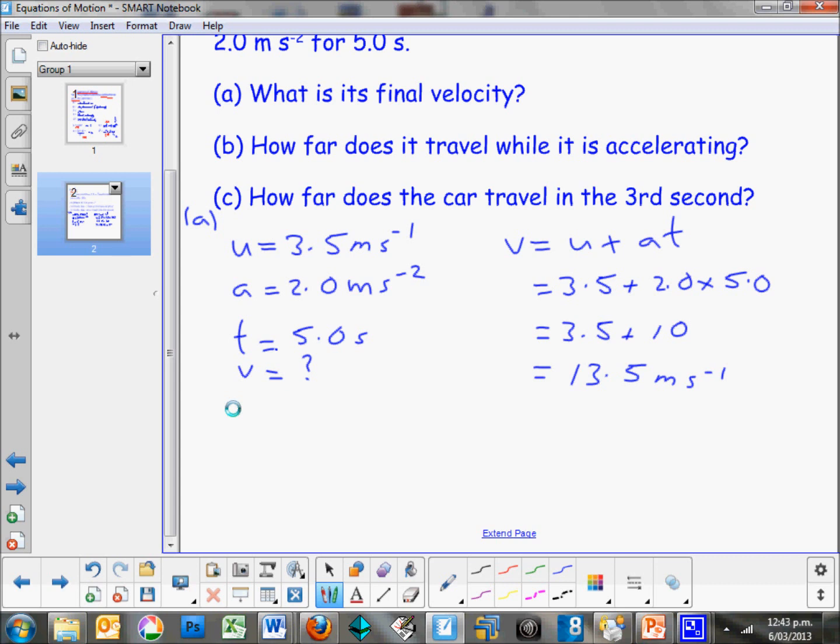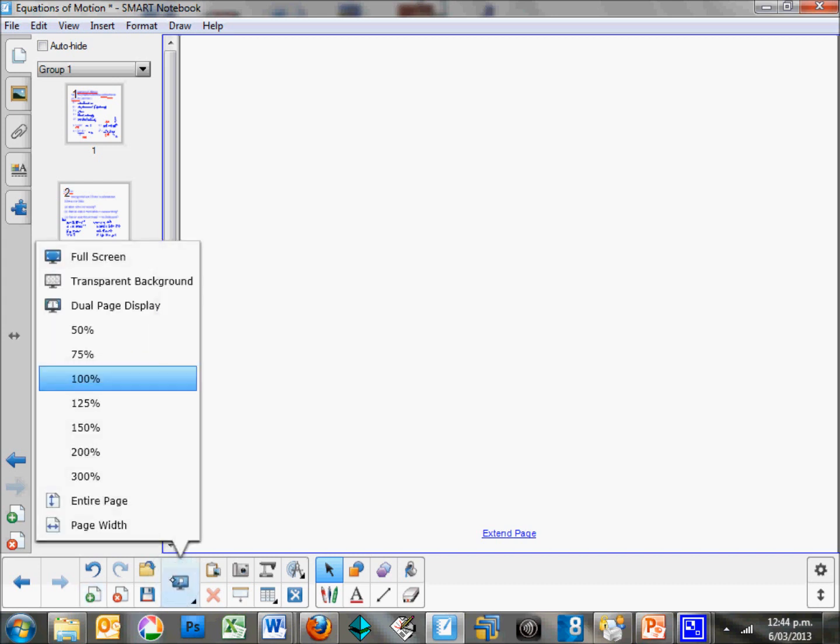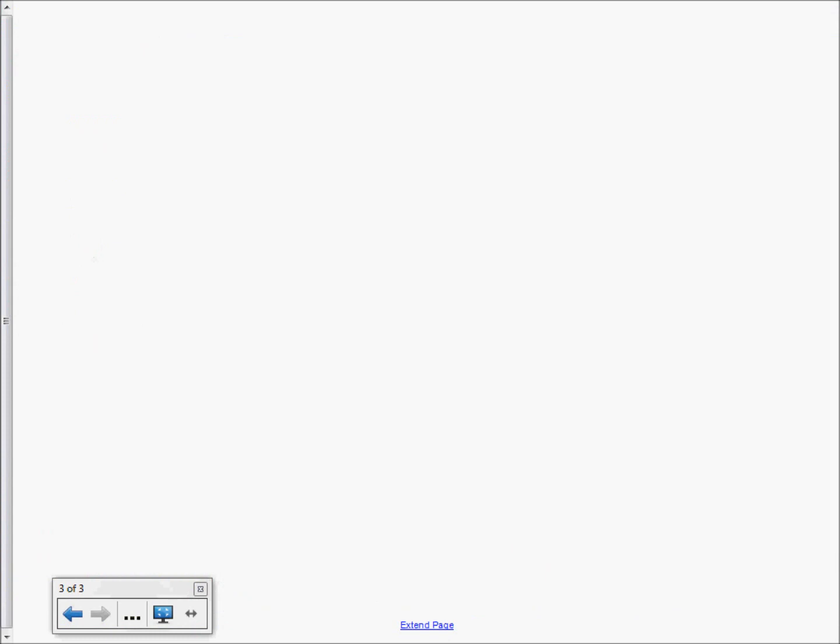All right, part B. How far does the car travel while it is accelerating? So let's, as I say, start up a new page here just to give us a bit of room to work. And let's go full page perhaps, if I can remember the numbers from the problem. All right, so part B. How far? So we're being asked to calculate S.